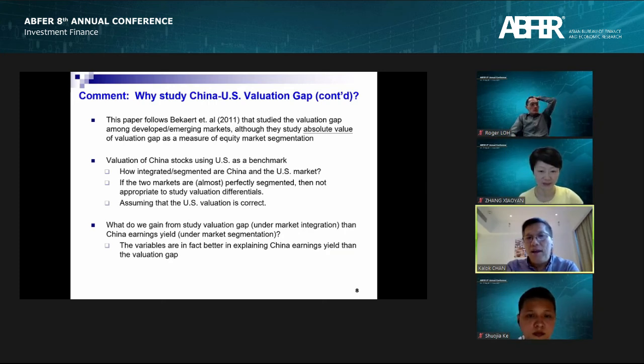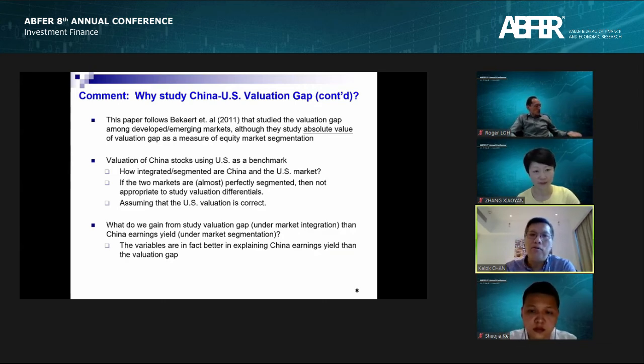If the two markets are almost perfectly segmented, not really integrated, it might not be appropriate to study the valuation differential. Furthermore, this assumes the US valuation is correct. For example, I just showed that this differential is reaching its highest point. So now the question is whether the US pricing is correct or not. People always ask whether the US market is now overvalued or not.